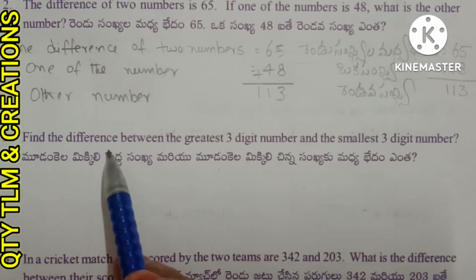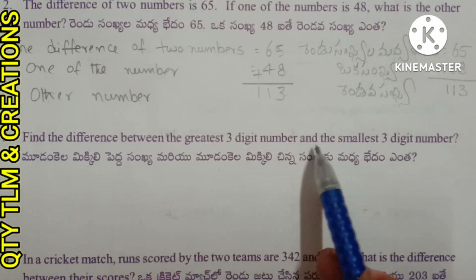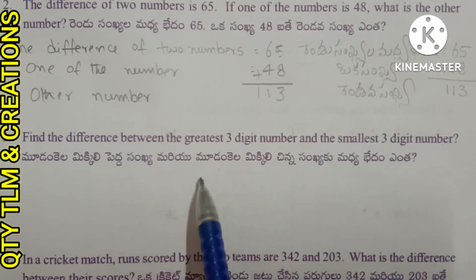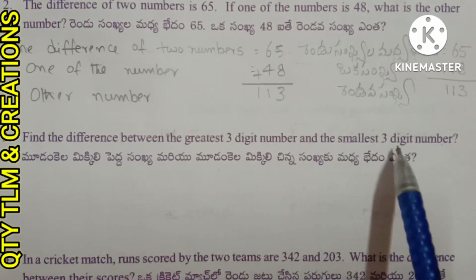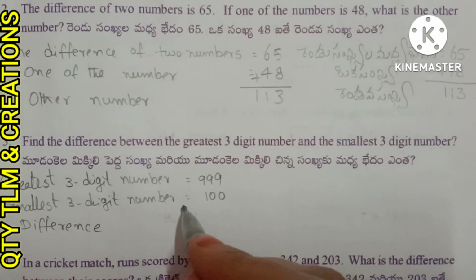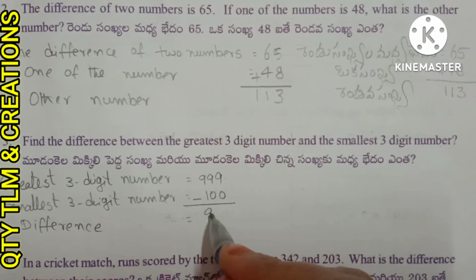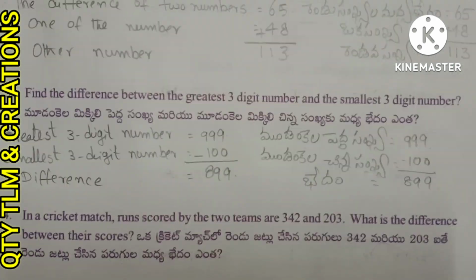Next question. Find the difference between the greatest 3-digit number and the smallest 3-digit number. The greatest 3-digit number is 999 and the smallest 3-digit number is 100. Here we have to subtract 100 from 999. We get 899.